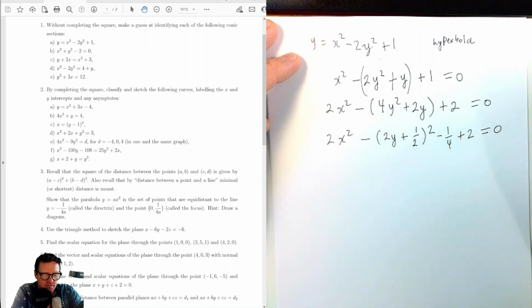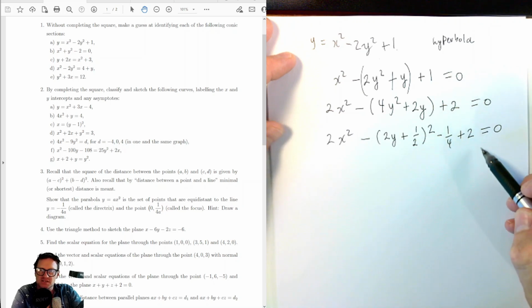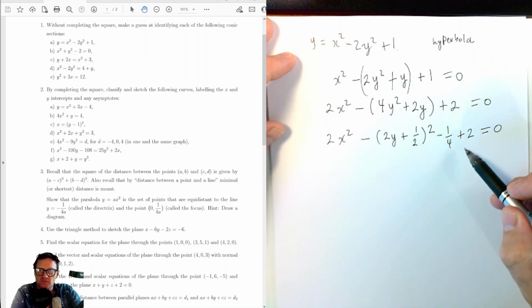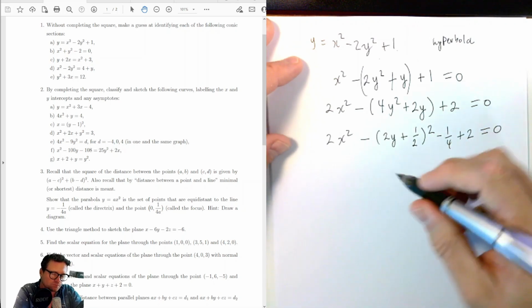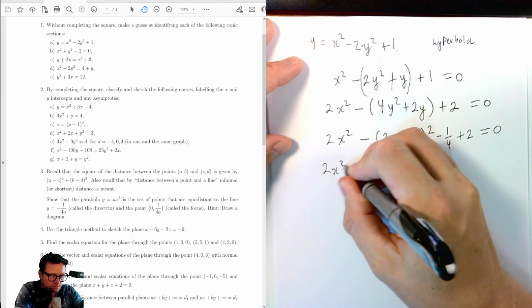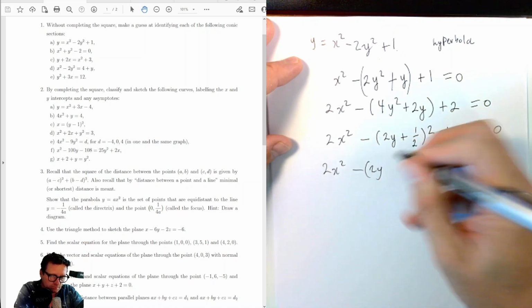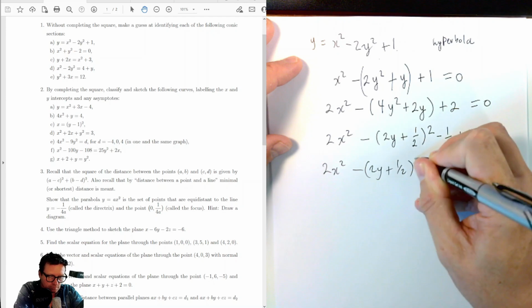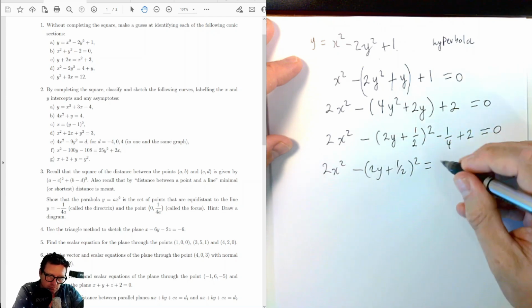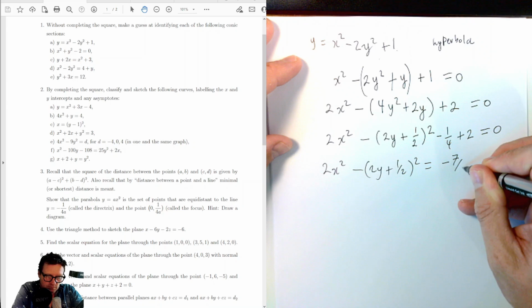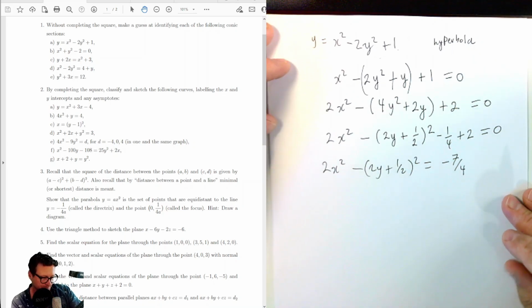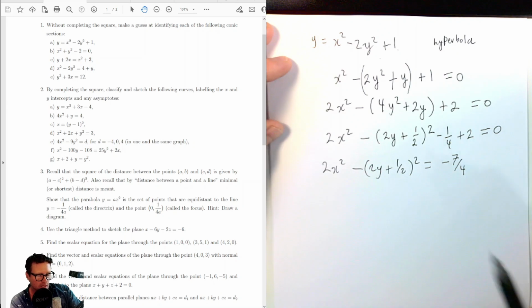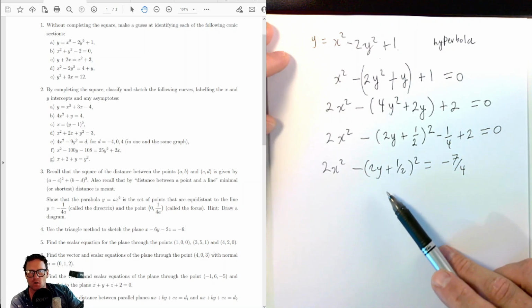So we've got this. Okay. Now we can add those together. So that's 8 over 4 minus 1 over 4, which is 7 over 4. And take that over to this side. Okay, so now we can recognize this as a hyperbola. Now the asymptotes don't pass through the origin.